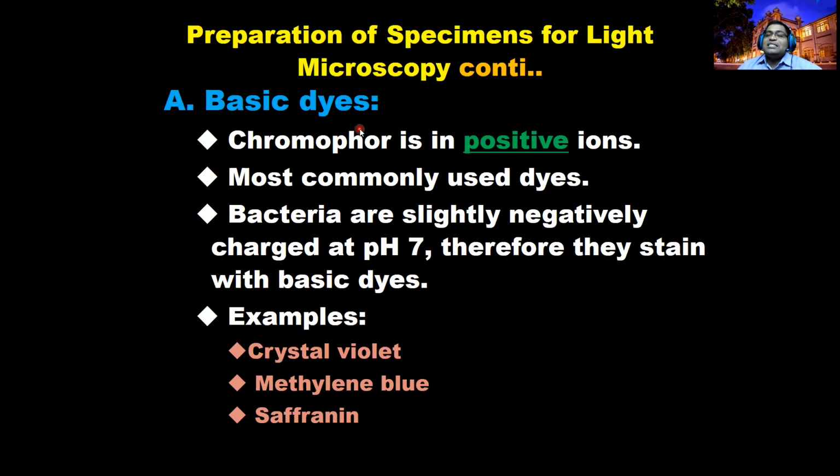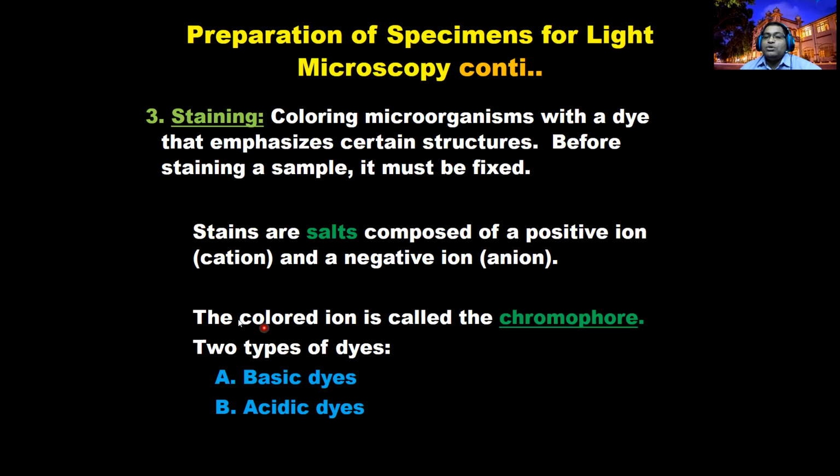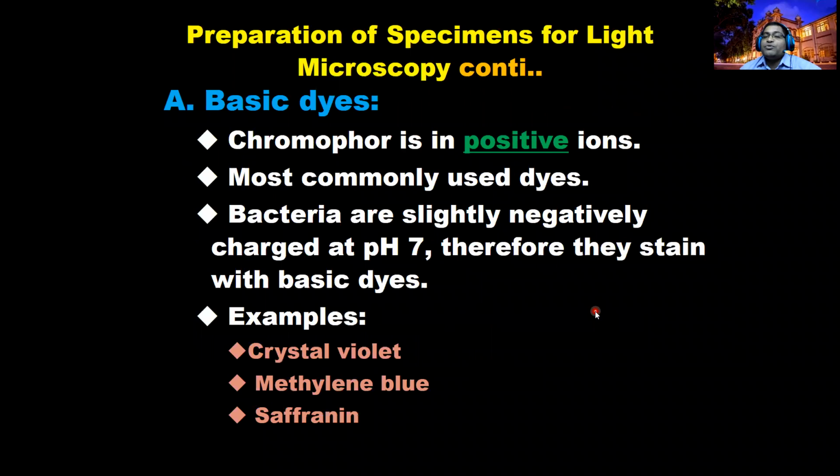So with basic dyes, the chromophore, the colored ion, is a positive ion. You all know that the colored ion is called the chromophore. The most commonly used basic dyes are crystal violet, methylene blue, and safranin.